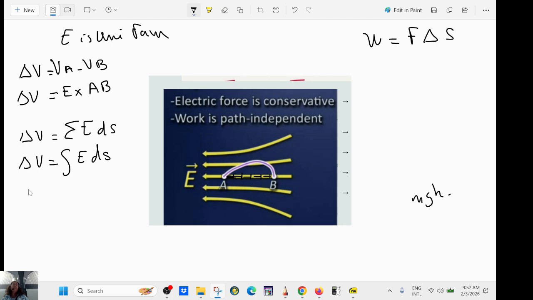Now, if I do a graph of E against the displacement, let's say E is strong, and then going from A to B it decreases. So the work done will just be the integral here. It's going to be E times delta S plus E times delta S. If you take a calculus class, remember you divide that up.